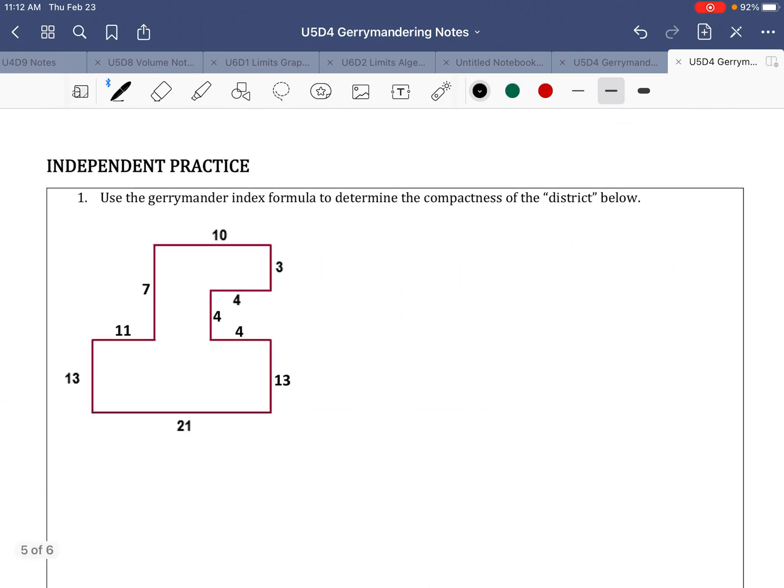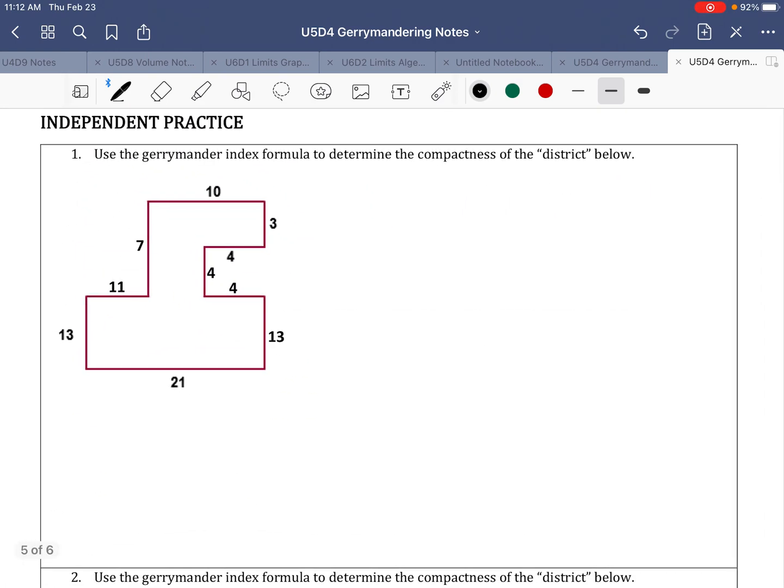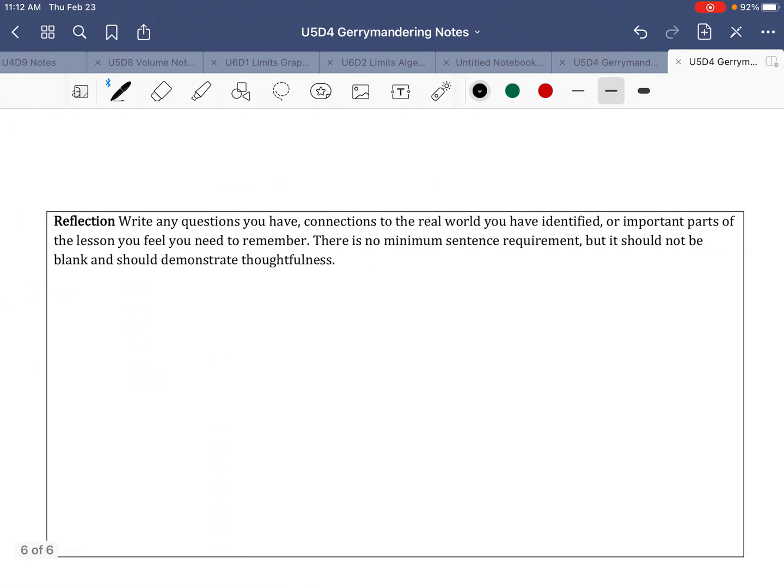Okay. Go ahead and try these independent practice questions on your own, and then write a quick reflection, please. Okay. Thank you.